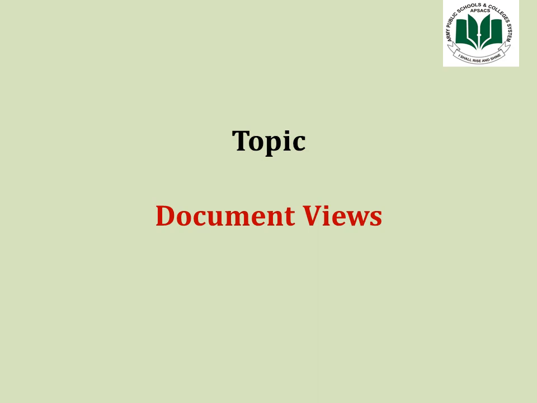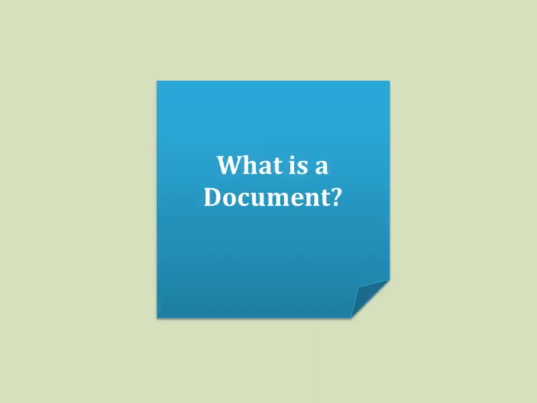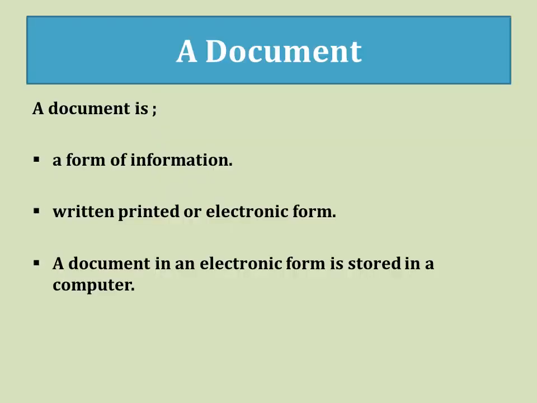Document views. But before moving on to the topic, first you should know what actually a document is. A document is any form of information. This information can be in written form and it can be in electronic form as well. When we say that a document is in electronic form, it means that the document is created on a computer. And when we create our documents on a computer, those documents are saved inside the computer in the form of files.